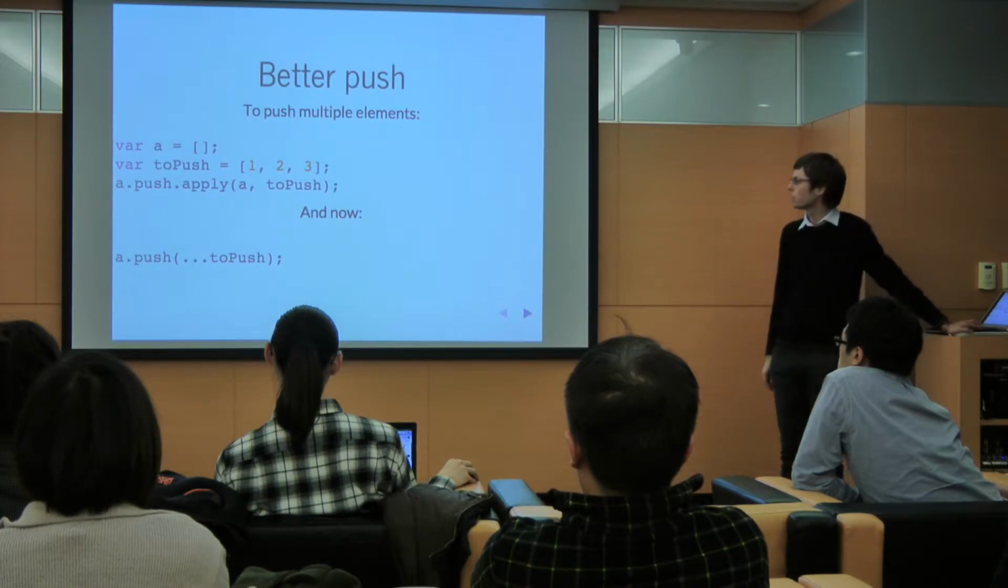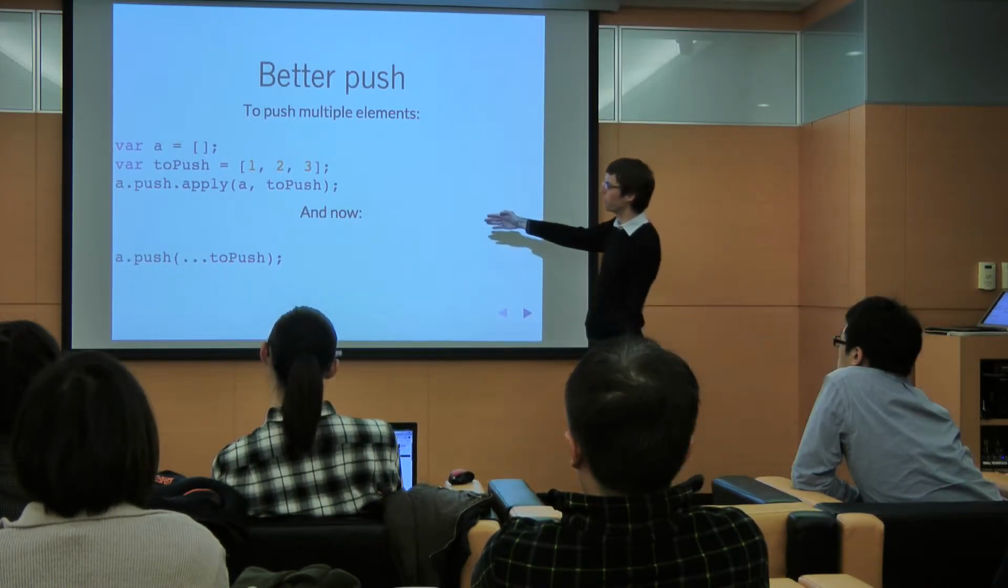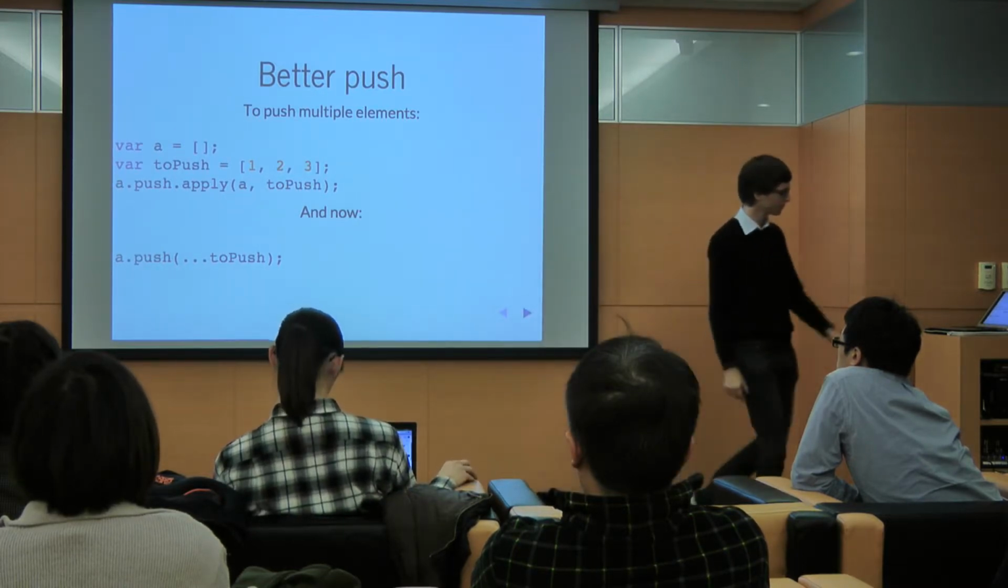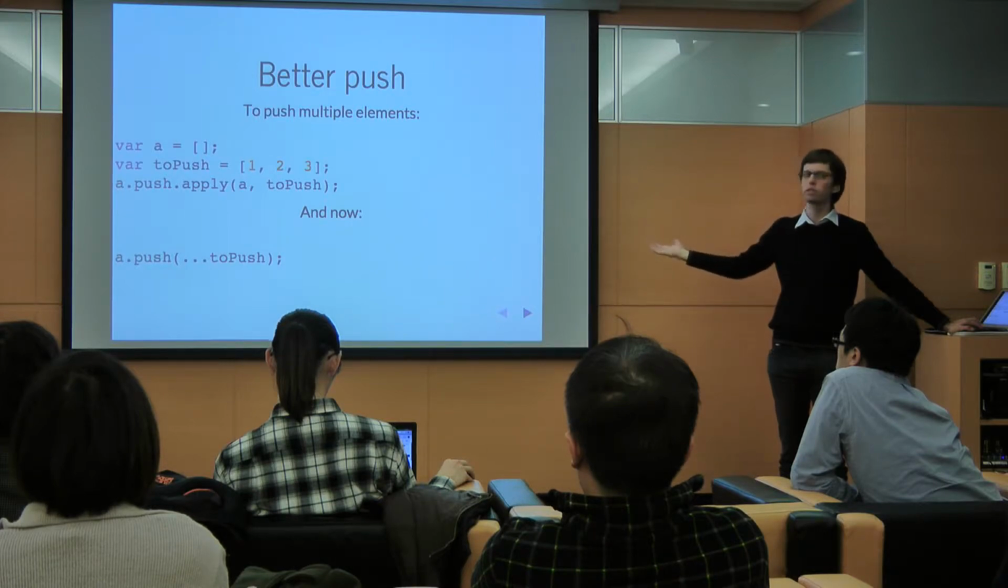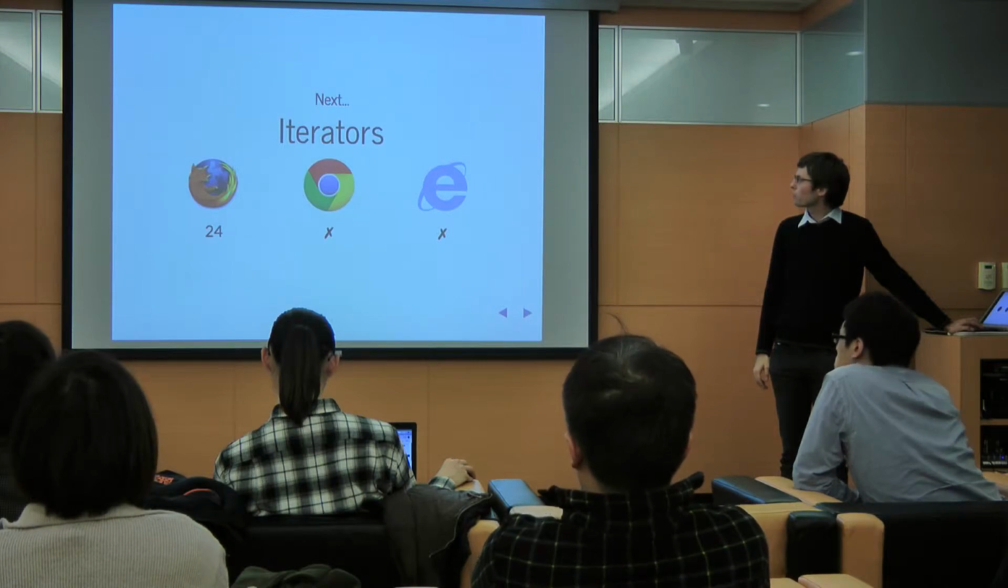And now you can do that, which is exactly the same. You convert your array into all the arguments you have to pass to the function, and it works. This is a silly example, but again, if the to-push array is dynamic, you don't know how many elements you have, then it's super useful. And that's all for now.